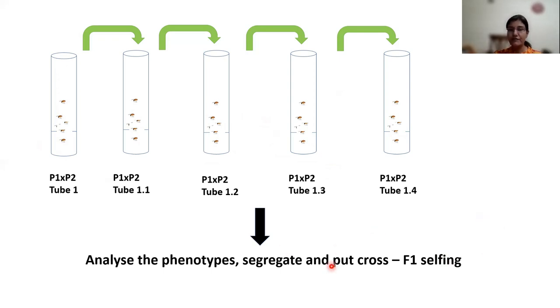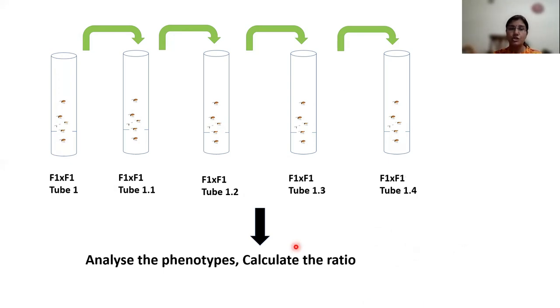Now, when the F1 generation appears after about 10 days, we allow them to self-mate together. We will not collect virgin flies again for the F1 into F1 mating. We allow them to self-mate. So here, the F1 into F1 self-mating is being done, although the number would be definite.